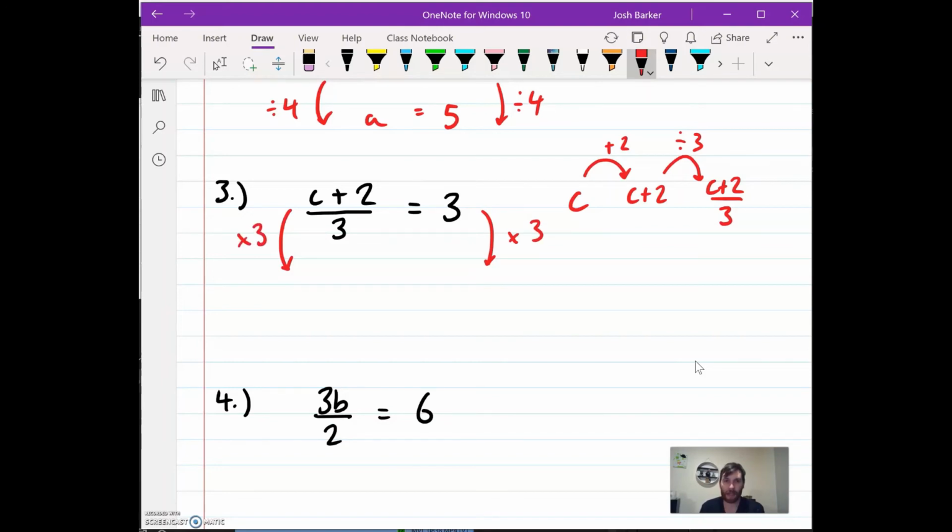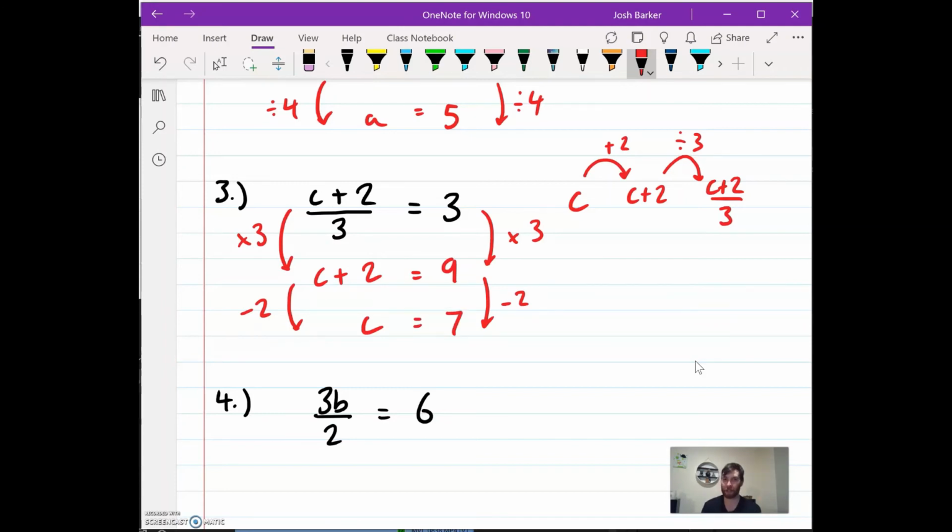Now, on the left-hand side, that's going to just leave me with c plus 2. On the right-hand side, I'm going to have 3 multiplied by 3, which gives me 9. Now I want to do the opposite of adding 2, which is to take away 2. So you'll see how I'm just sort of chipping away at this from both sides. And I'll be left with c is equal to 7.